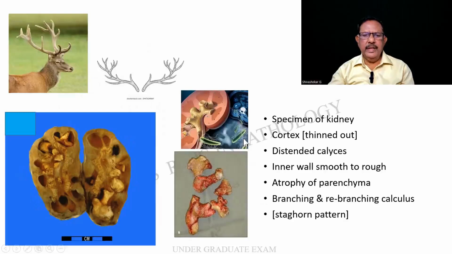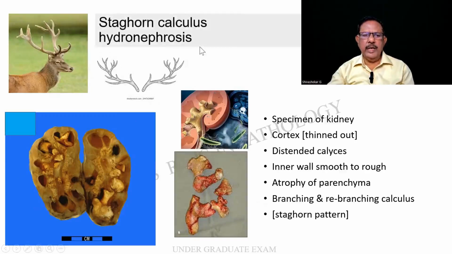In this case, again a specimen of the kidney, the shape is more important, and the corticomedullary differentiation. The distension of the calyces can be made out in these specimens and there is atrophy of the parenchyma. And it is filled with a calculus with branches and rebranches like this. This is called the stag horn. So it is a stag horn calculus producing hydronephrosis.